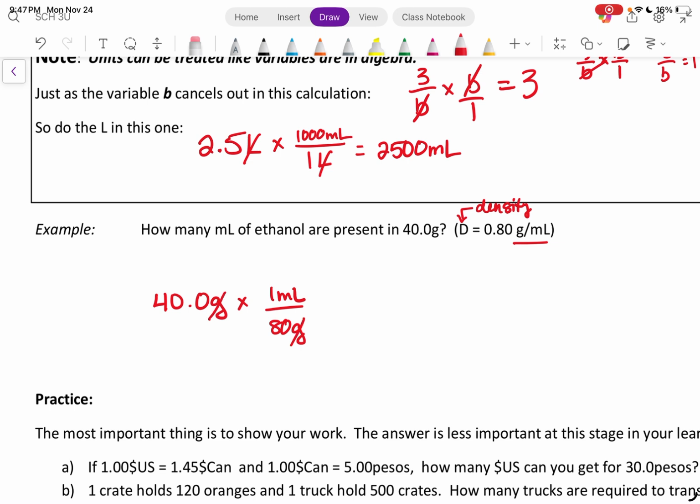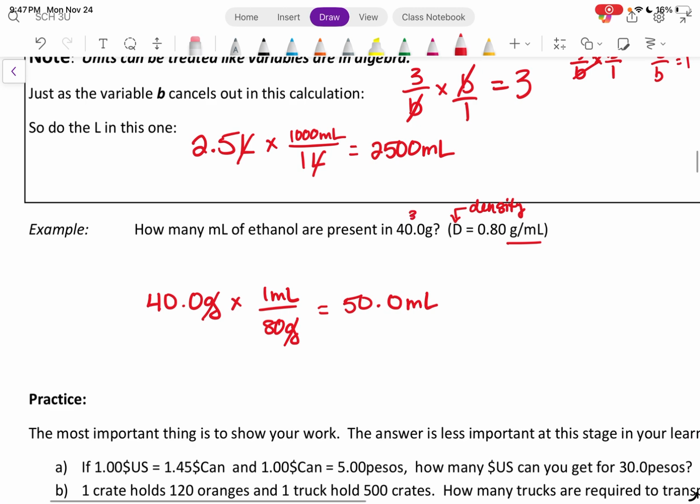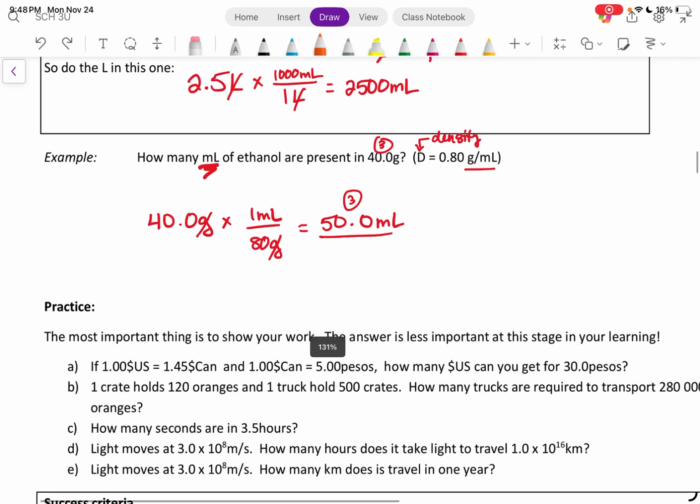So my grams will cancel out here. And this will end up giving me an answer of 50.0 milliliters, right? Remembering our sig figs, 3 there, 3 there in our answer. So when you're canceling out your units, you should always be left with the unit that it's asking for or the unit that you're trying to get. Otherwise, double check your work. Maybe you accidentally flip-flop these ones, which we don't want to do by mistake, but sometimes it happens.